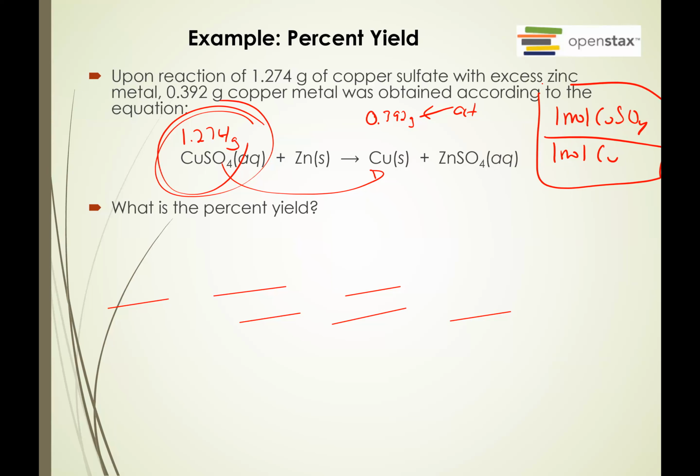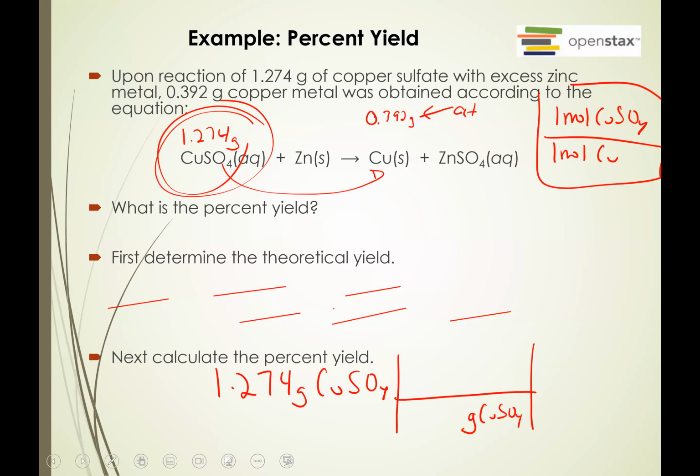Is that going to be our first conversion? What do we have to do before we do that? We have to go to grams. So if we have 1.274 grams of copper sulfate, we need to get rid of the grams of copper sulfate. You get 159.62 grams of copper sulfate in 1 mole of copper sulfate. How did I get this number? I looked at the periodic table. Right, so that's the periodic table. Now, what can we do? Now we can use the mole ratio.